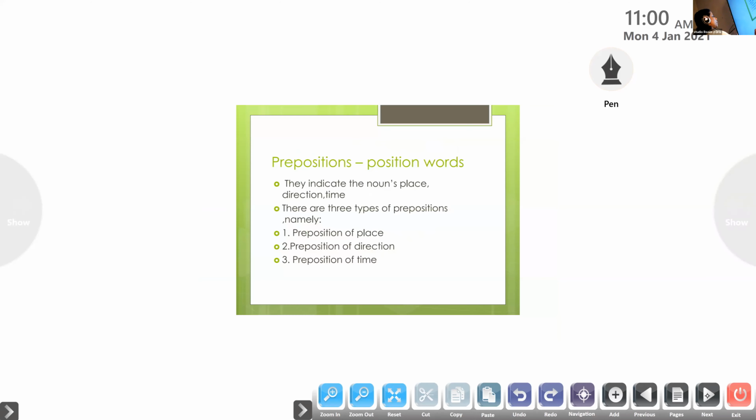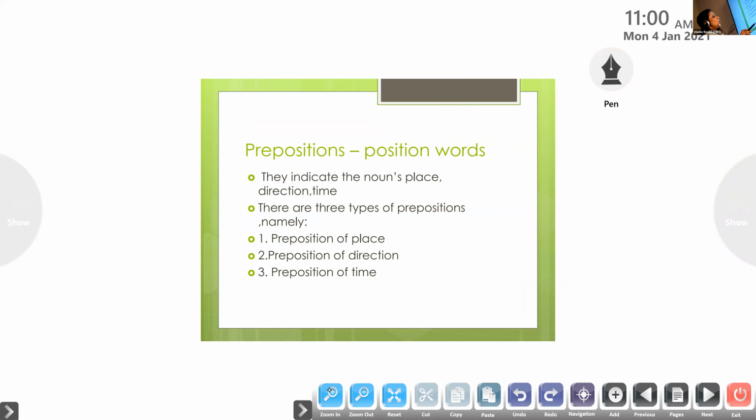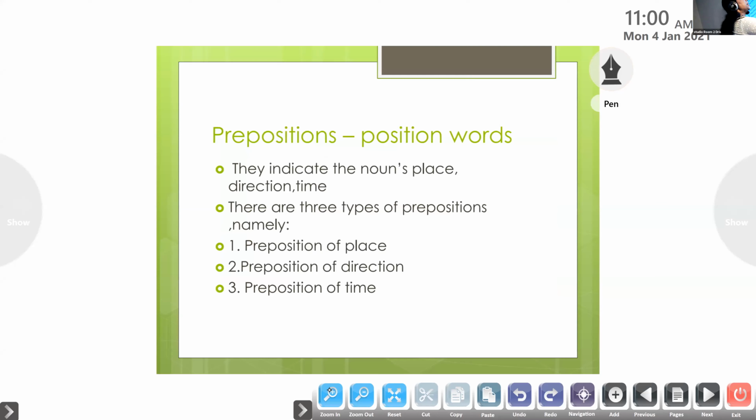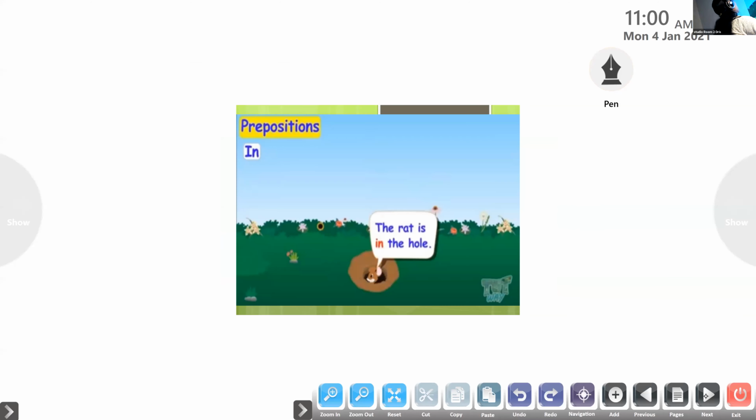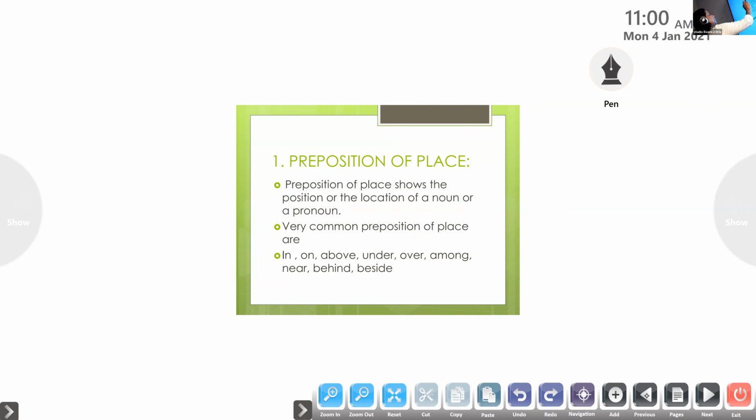Now let's move on to the topic. In the last session, we have seen certain examples. These are the examples we have seen. Such prepositions that we learned in the last class are some of the very common prepositions of place.